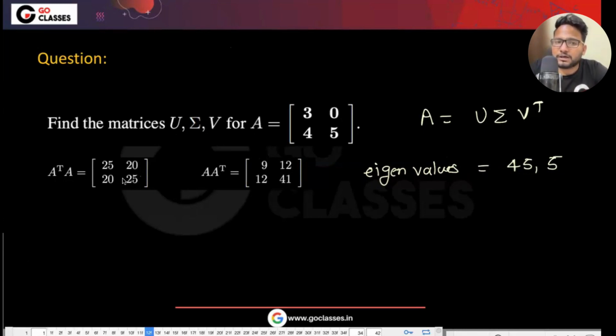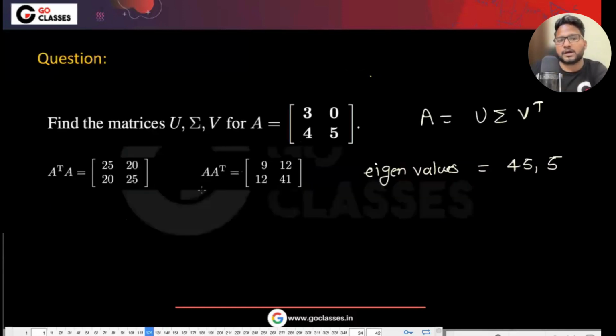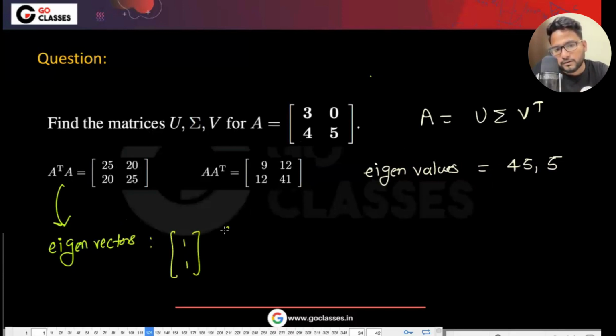I think we are just yet to find out the eigenvectors of A transpose A, and then we will be getting our V. Find out the eigenvectors of A transpose, then we will be getting our U. And if those eigenvectors are not normalized, we need to normalize them, right? So let's just see the eigenvectors of, for example, A transpose A. I think (1, 1) and (-1, 1) is the eigenvector. These are the eigenvectors here, (1, 1) and (-1, 1).